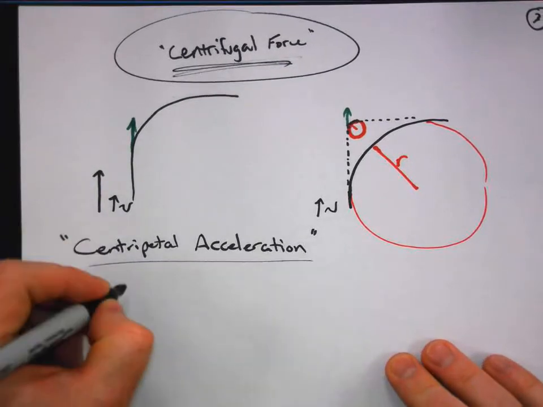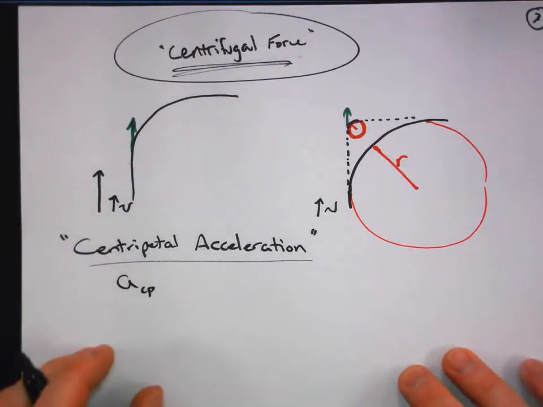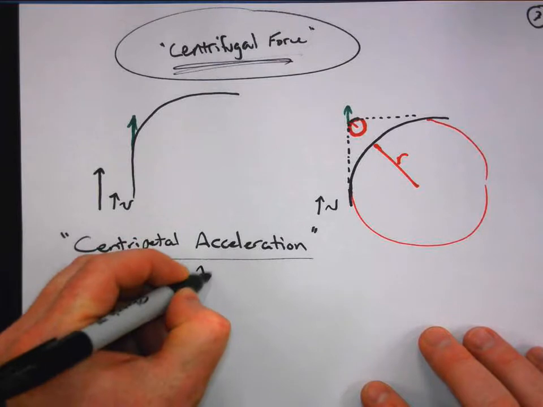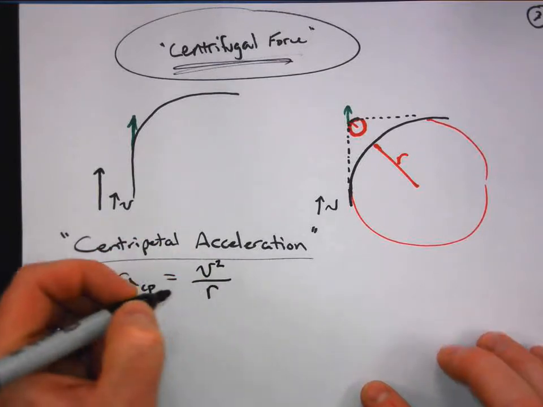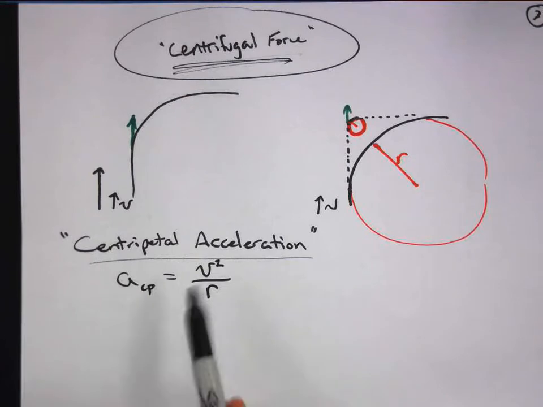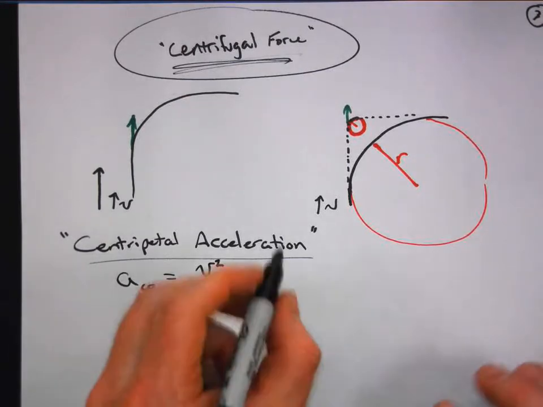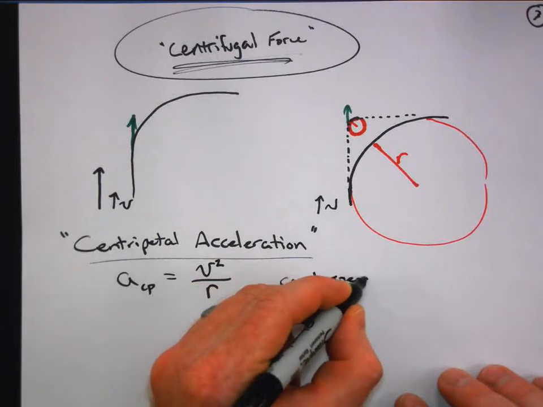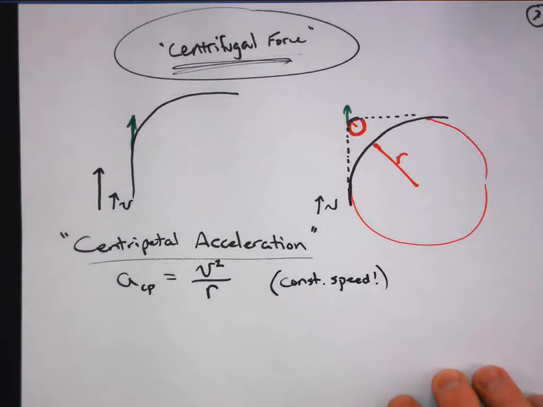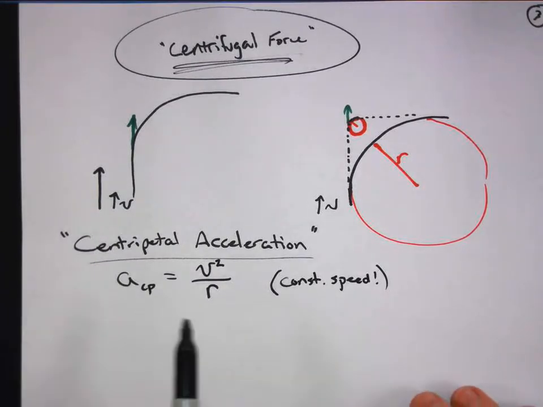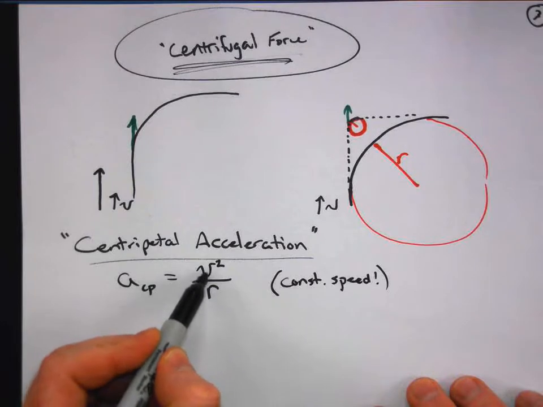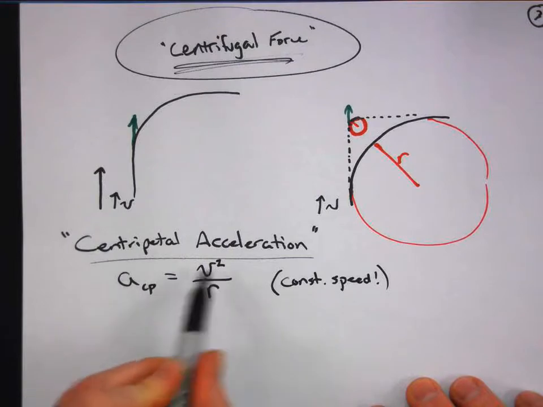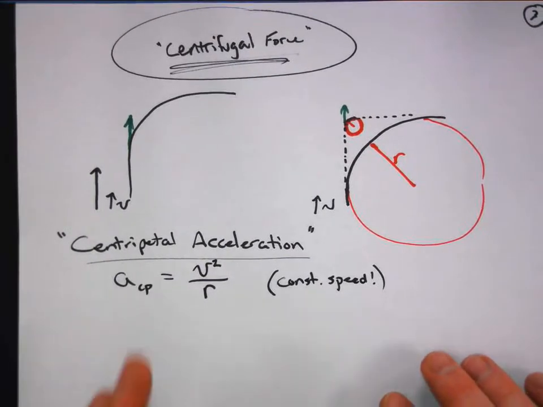Here's the notation that we like to use: a_cp for centripetal acceleration. Turns out that it is related to the speed and the radius of the circle. This relationship is quite simple, but it's actually very important. And also, remember, constant speed. This works for constant speed. So if there's a change in this quantity as time goes on, then this is not really going to be helpful to you. It's going to be more complicated.